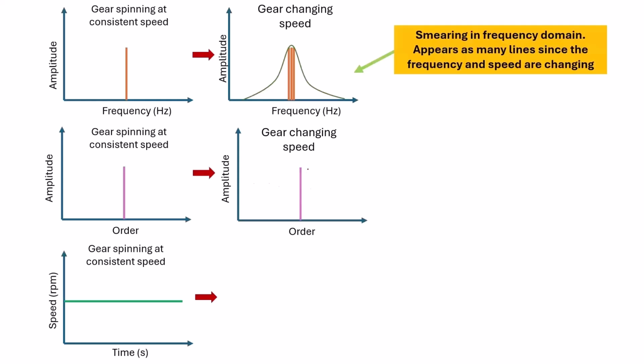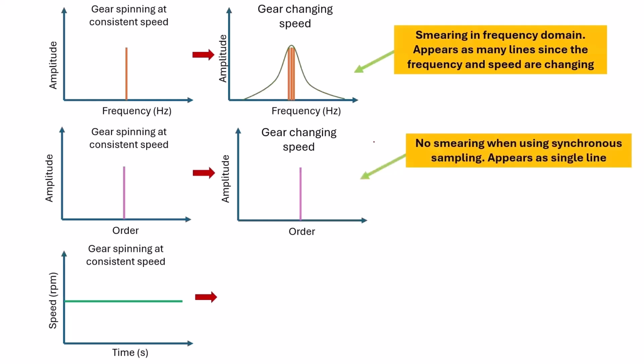So if we were to perform a Cepstrum analysis in this domain, we will get a much cleaner answer than if we had a gear that was increasing and decreasing speed even just a little bit in the frequency domain. So if you're going to do sampling and perform Cepstrum on gear analysis, we really recommend you do synchronous sampling. And then just to show, this is a gear spinning at a consistent speed and a gear spinning at a changing speed over time.